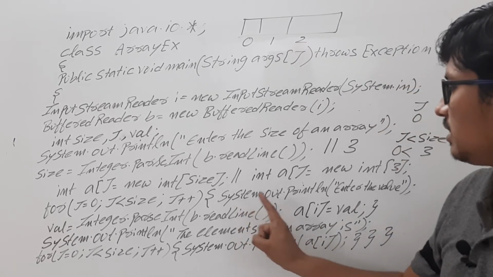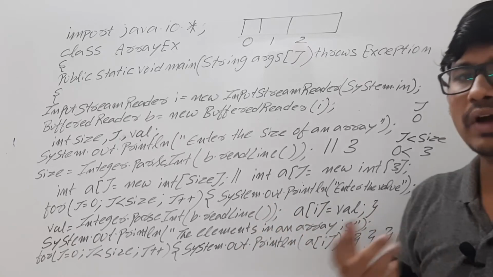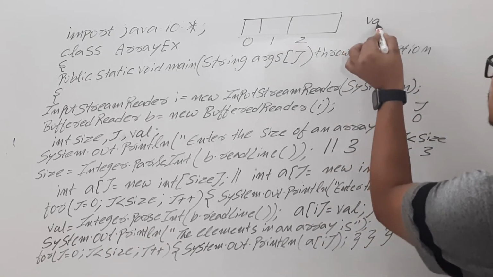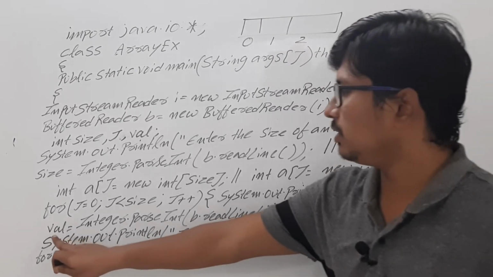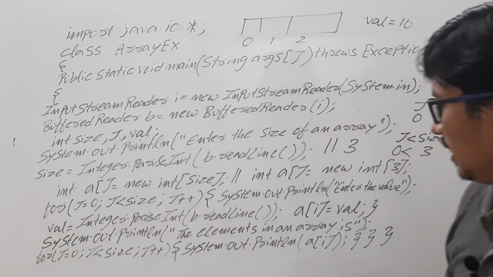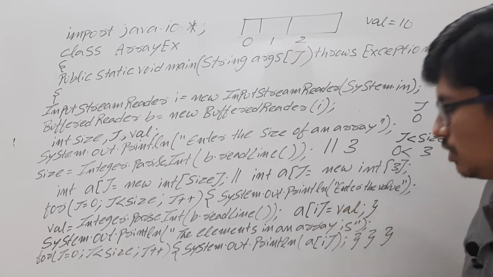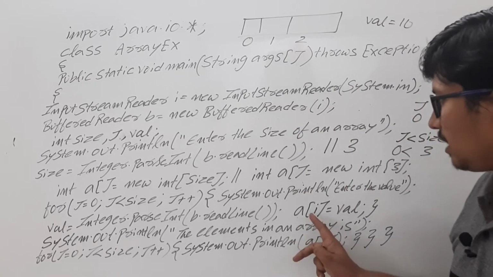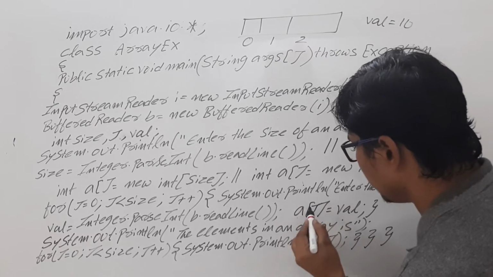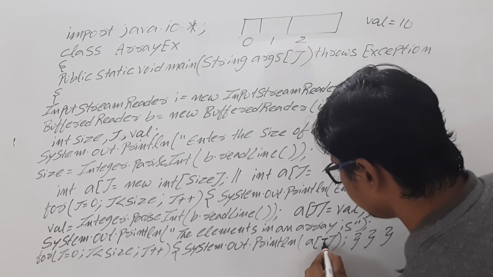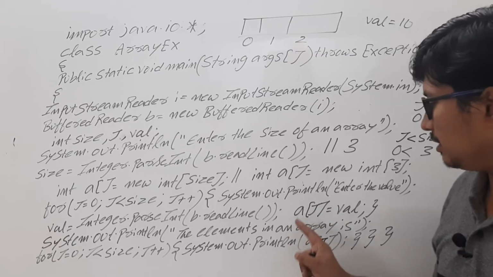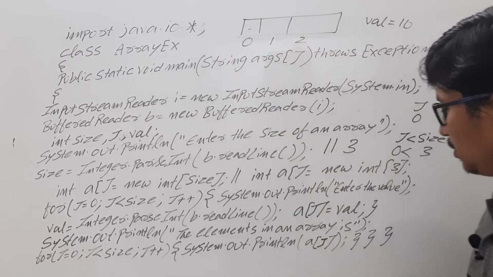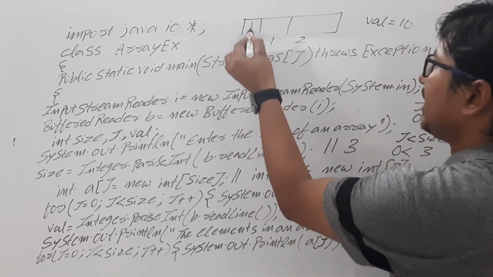So what statement is there? System.out.println enter the value. Whatever value the user has entered, suppose the user has entered the value 10, that value will be stored in the variable called val. I have written a[i] = val. So let me write here a[i]. What is the i value? Sorry, here you need to provide j. I'm really sorry for it. Okay, a[j]. What is the j value? j value is 0. So at index 0, a[0], you are storing the value 10.